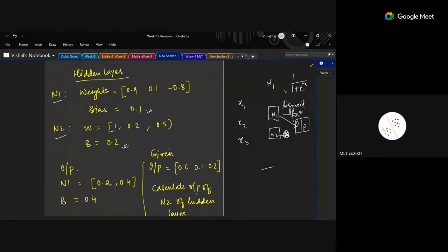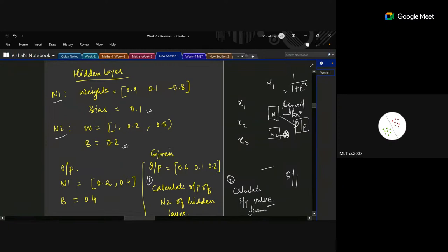Yeah, but here you have been asked a different thing, right? Here they haven't asked you to calculate the output of the problem, but if you are asked, you can calculate the other problem also. This is the first one, and the second one is to calculate the output value from the output neuron, exactly the output value that you have to calculate.